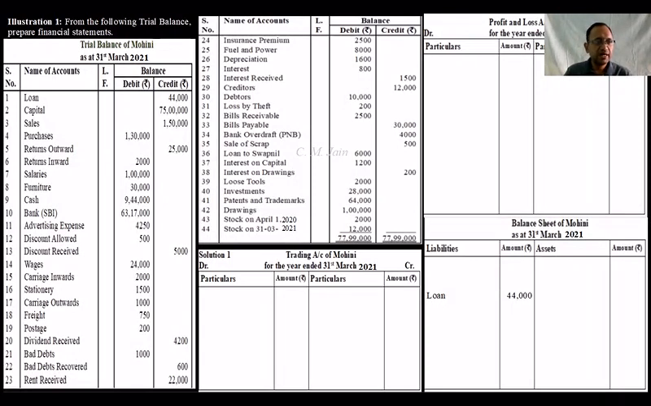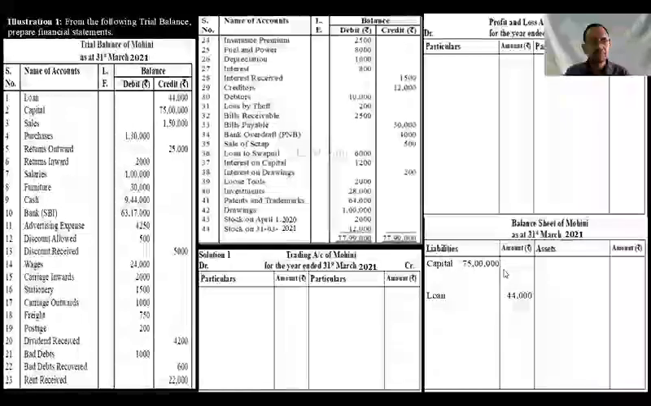Next we are given capital. Where does capital appear in financial statements? Capital also appears in the balance sheet liabilities side, but we will write its amount in inner column because there will be adjustments related to profit, there may be adjustment related to drawings, so we will write its amount in the inner column.